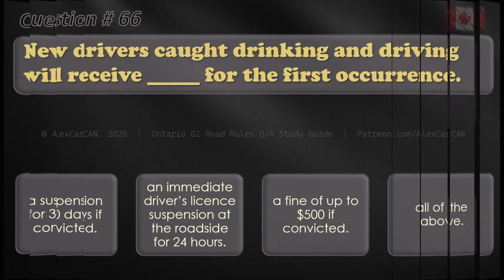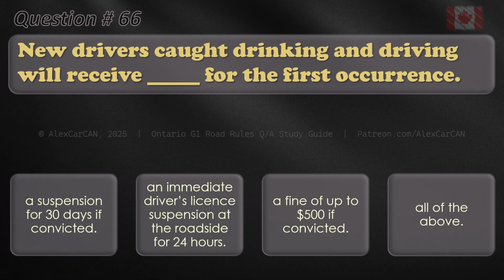Question number 66. New drivers caught drinking and driving will receive, for the first occurrence, a suspension for 30 days if convicted, an immediate driver's license suspension at the roadside for 24 hours, a fine of up to $500 if convicted. All of the above. The correct answer is: all of the above.